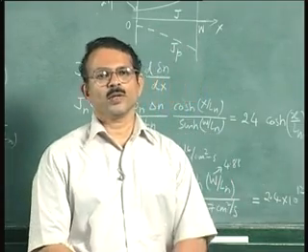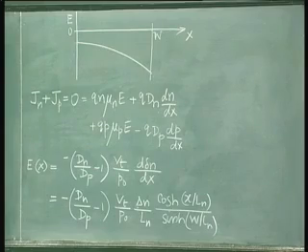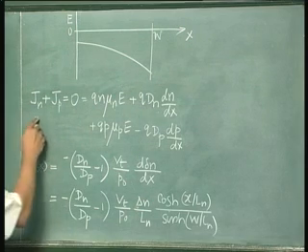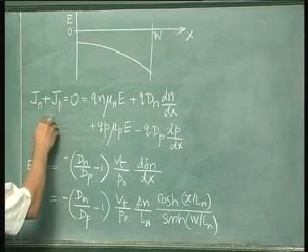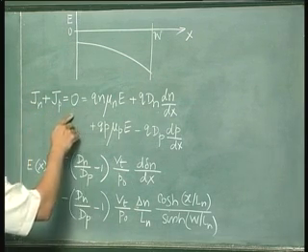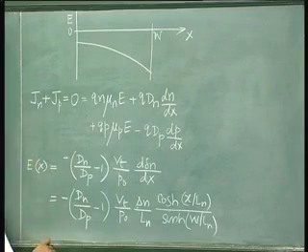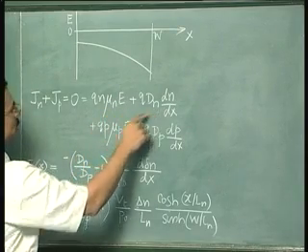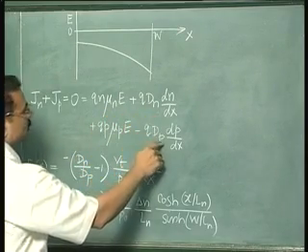Now let us go to the electric field distribution. Electric field distribution is obtained from the condition Jn plus Jp equal to 0. So we write the various terms for Jn and Jp: Jn drift, Jn diffusion, Jp drift, Jp diffusion.